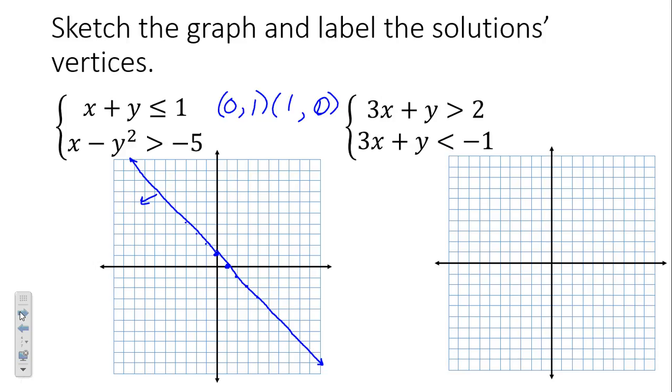All right, the next one is a little weird, right? What does that look like to you? Yes, it's quadratic, isn't it? But instead of opening up, this one's opening to the side. The y is squared, so it's sideways, okay? Now, the first instinct can be to say, let's get the x by itself. So x would be y squared minus 5, right? So do we suspect that that is a parabola opening sideways, shifted right or left or up or down?